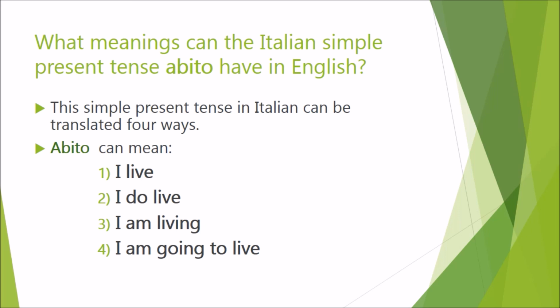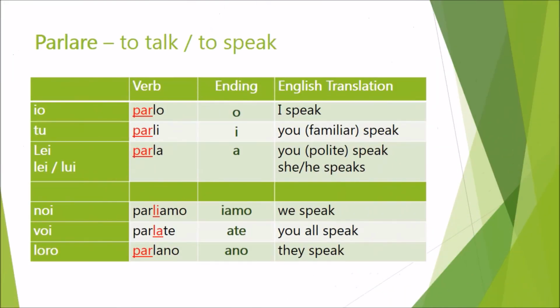This simple present tense in Italian can be translated four ways. Abito can mean I live, I do live, I am living, I am going to live. Let's try a different example verb. Parlare. This verb means to talk or to speak.